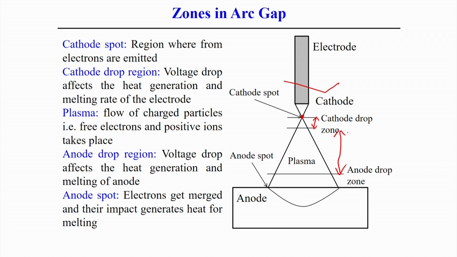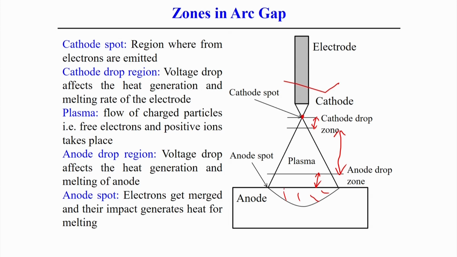From here to here is the plasma zone, and this component is the anode drop zone, and this is the workpiece, which works as the anode. This is the molten metal, where the arc is created and tries to melt the workpiece surface. So, the different zones acting between the electrode and the workpiece when you create the arc are: first the cathode spot, then the cathode drop zone, then the plasma zone, the anode drop zone, and then the anode spot zone.